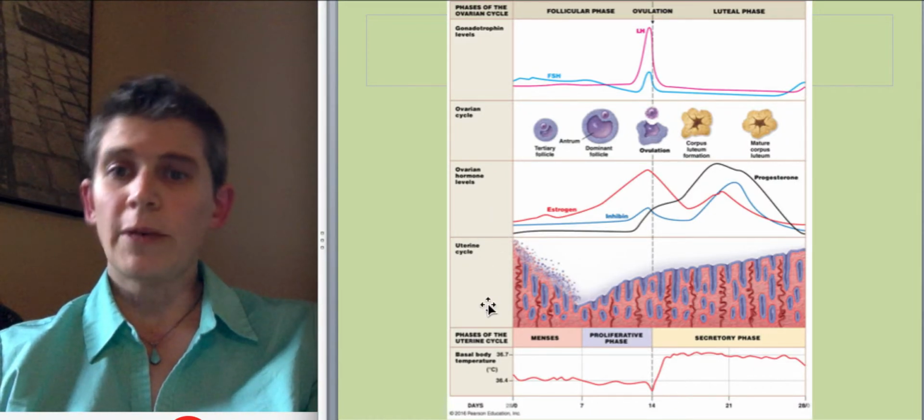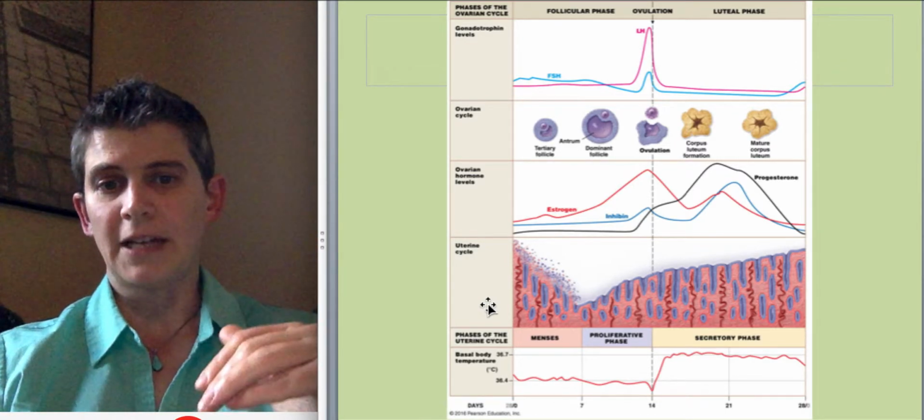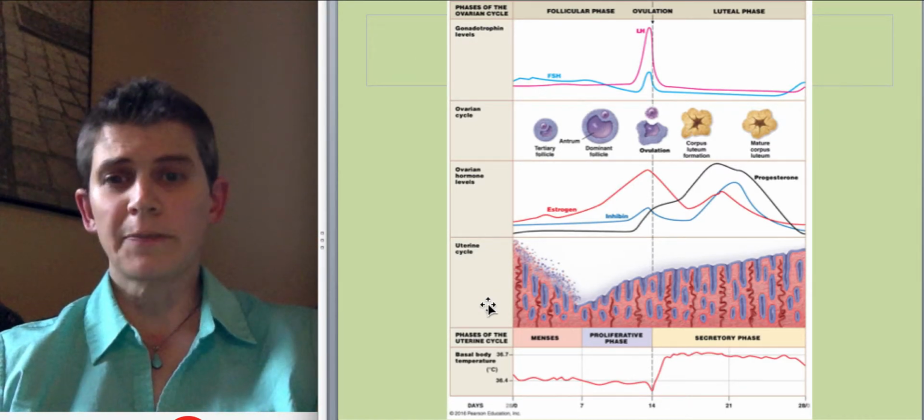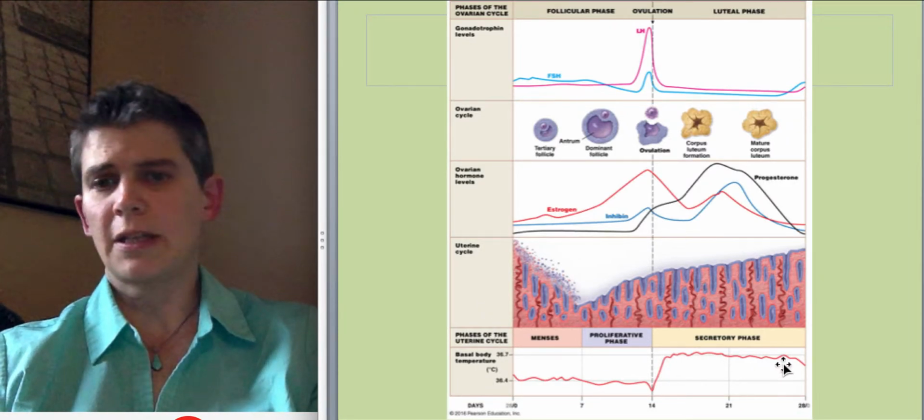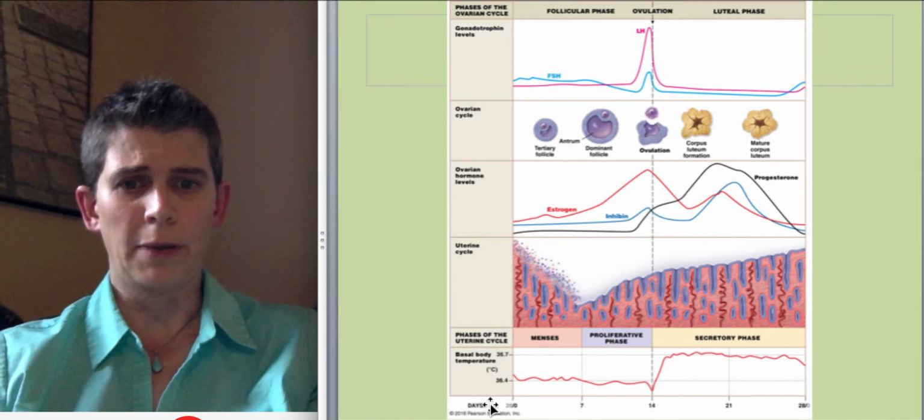Then down here, we have what's happening in the uterus. So pituitary, what's happening in the ovary, and then what's happening in the uterus. Some figures also have things like the basal body temperature change over the cycle. But we're not going to deal with that primarily now.